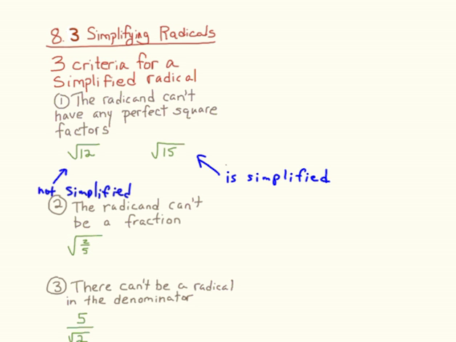The second criterion is that the radicand can't be a fraction. So you can never leave a radical expression like this, the square root of 2/5. We're actually not going to learn today how to simplify something like this. We'll learn that in the next unit. Okay, not the next unit. I think it's 8.5. We'll learn how to simplify expressions like this.